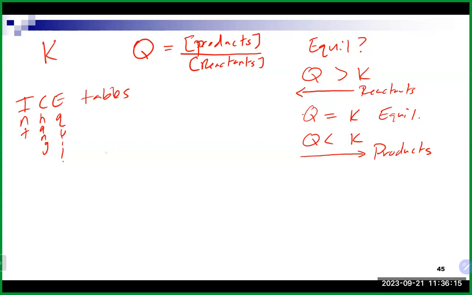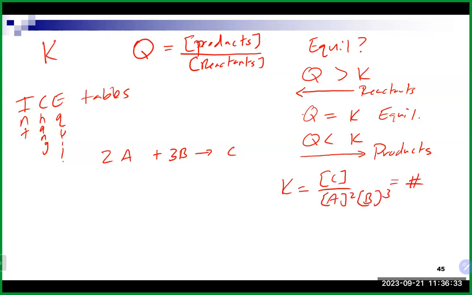So if we do have an equation like 2A plus 3B goes to C, we would write our equilibrium expression of our products over our reactants. There we go. And that would equal some type of number, or whatever it may be.